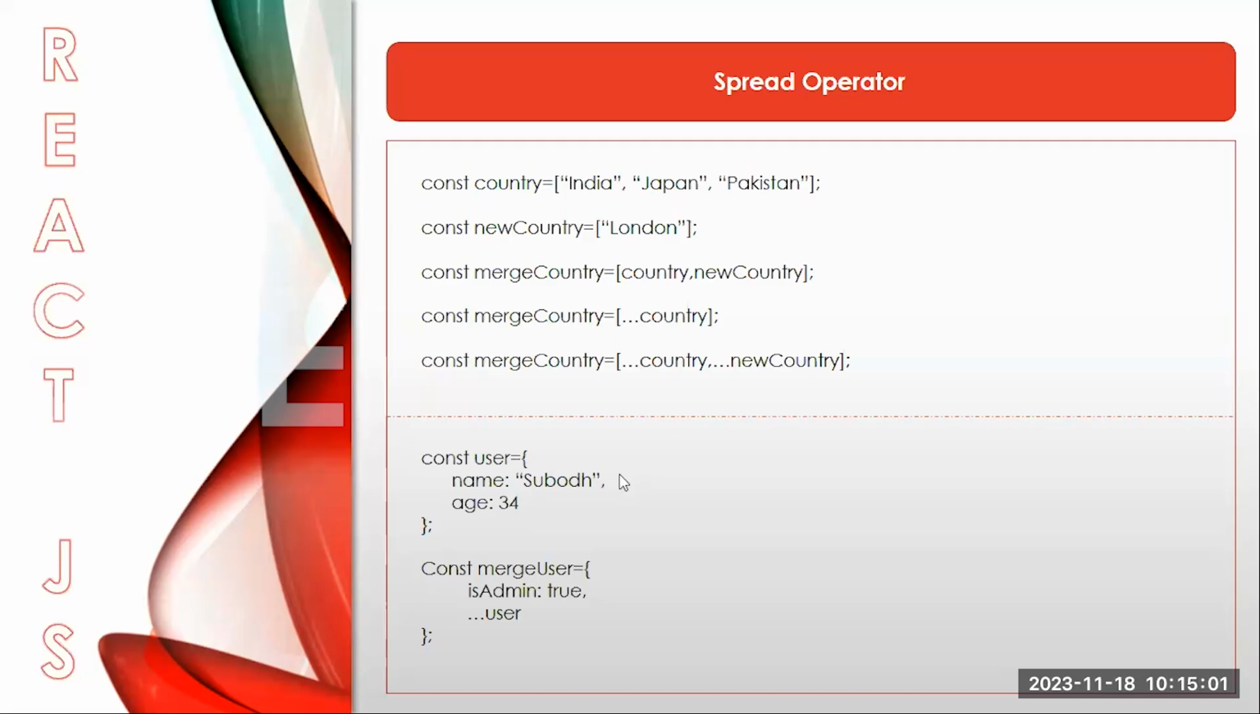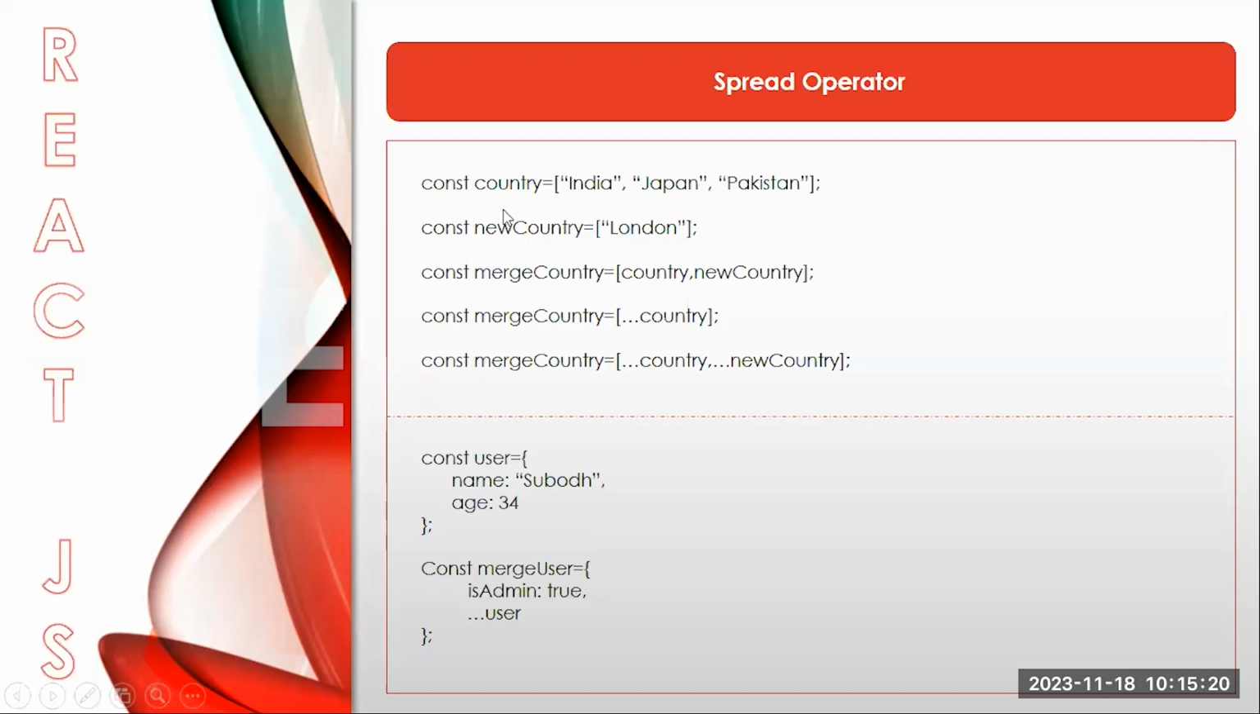Okay, suppose I am showing you the first one. Suppose we have the country array: India, Japan, Pakistan, and we also have a new country variable that has only one value, London.